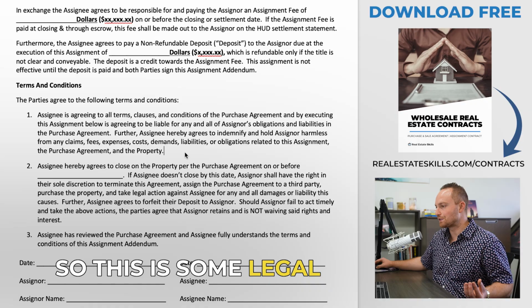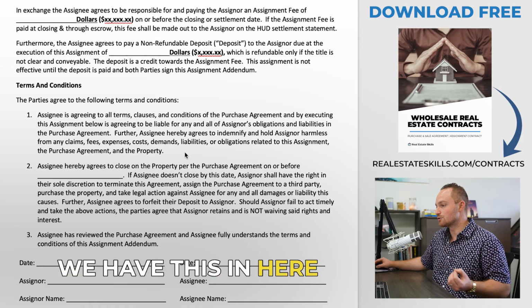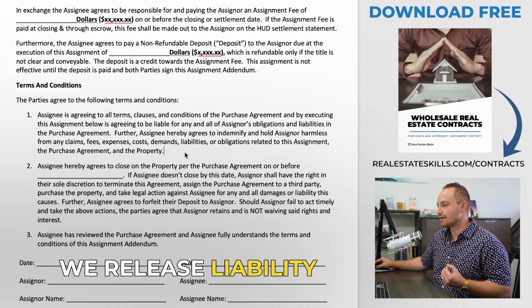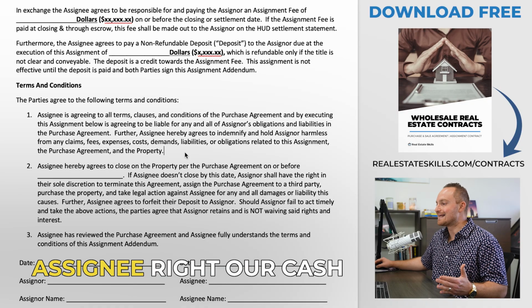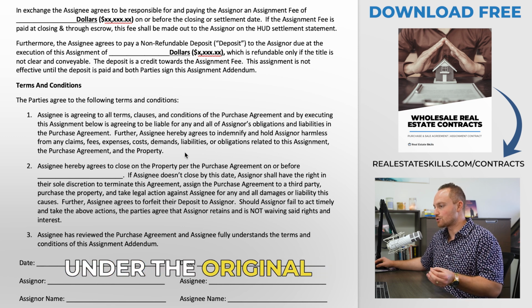So this is some legal language to protect you as the wholesaler. We have this in here just to make sure that we are indemnified and we release liability, and that the assignee, right, our cash buyer, is assuming all of the responsibilities under the original purchase agreement.